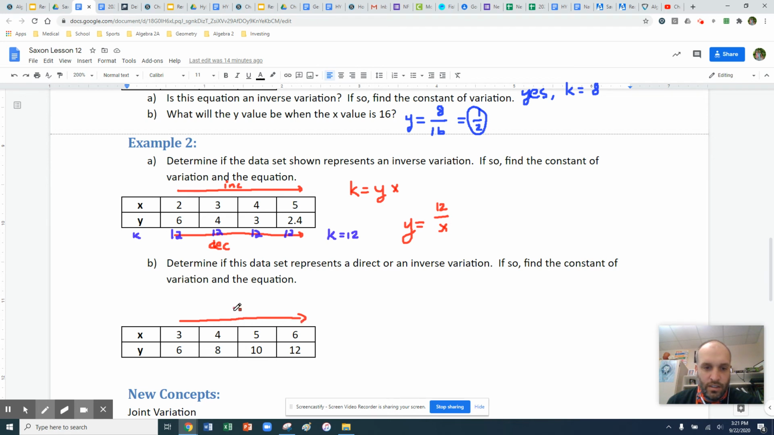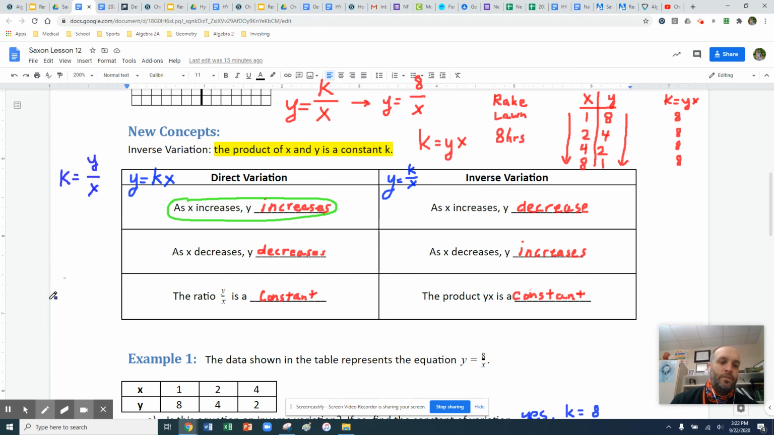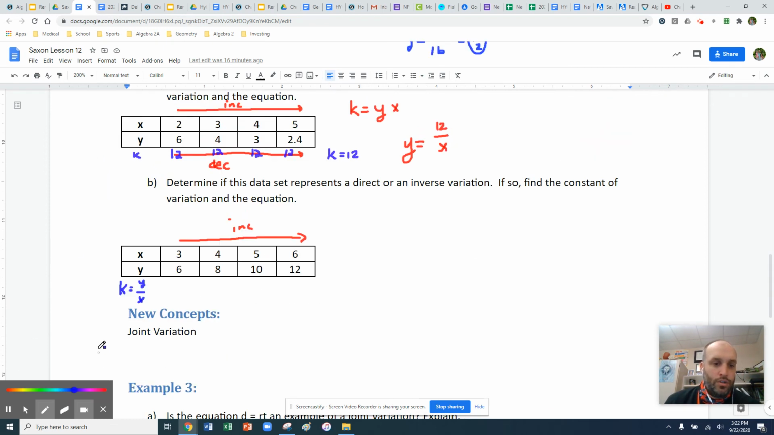In part 2, we check again how our x's are behaving. X's are increasing. How are the y's behaving? The y's are increasing. So going back to our previous page in our notes, this is going to mean that as x increases, y increases. This is going to mean that we possibly have a direct variation. So we have to check to see if we can find a constant. To find a constant, we're going to check to see if we get a consistent, constant value every time we take the y variable divided by the x variable. So we will check that.